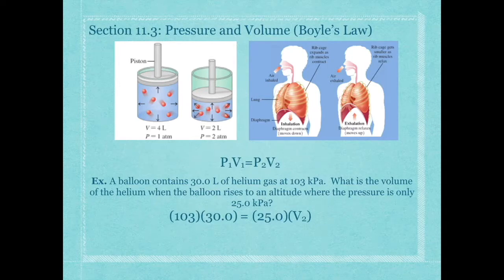When you solve this, I get V2 equals 124 liters. Let's make sure this makes sense. What I'm doing in this problem is taking my pressure and decreasing it, which, because pressure and volume are inversely related, should cause my volume to increase, and it does. So that's it. What we talked about is the concept of pressure, what it is, how we experience atmospheric pressure, the units of pressure, and then finally, Boyle's law, which relates pressure and volume.